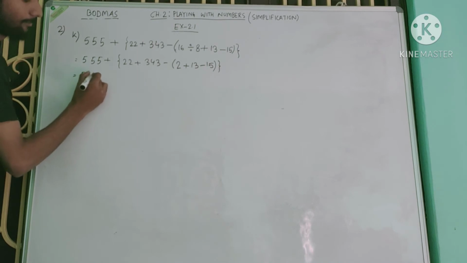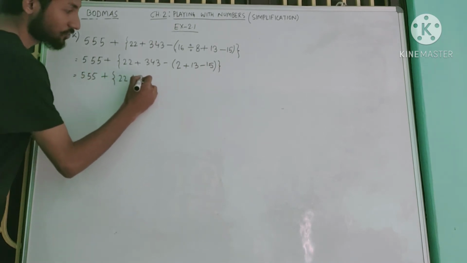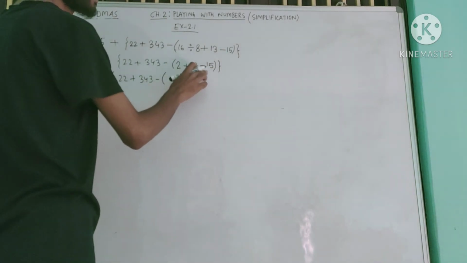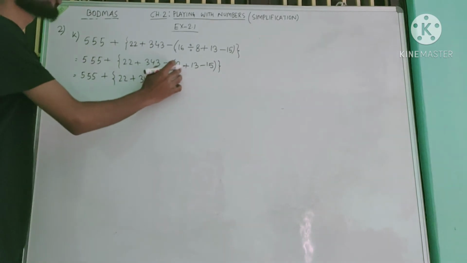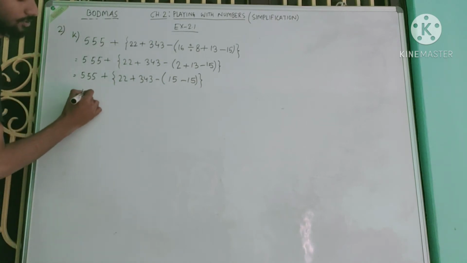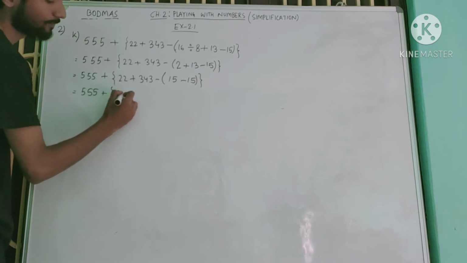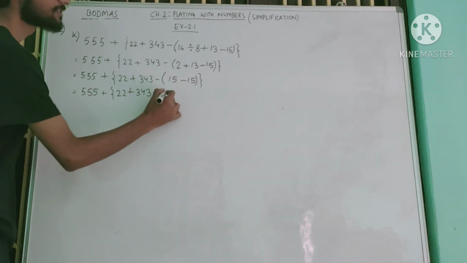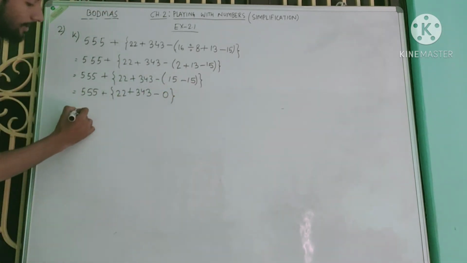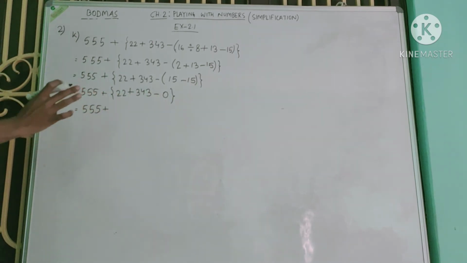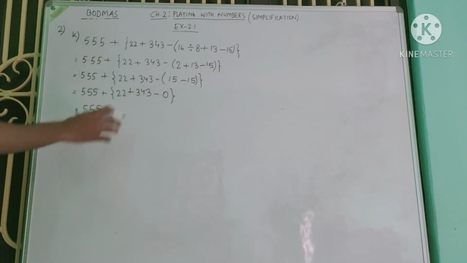After that 555 plus 22 plus 343 minus. Here we can see there is plus and minus. So first we have to do plus. So 2 plus 13 is 15 minus 15. So 555 plus 22 plus 343 minus 15 minus 15 is 0. Now here 555 plus, now this is second bracket. We can do second bracket because first bracket is finished.